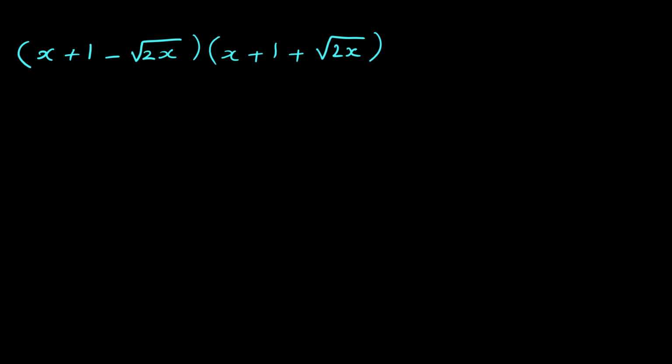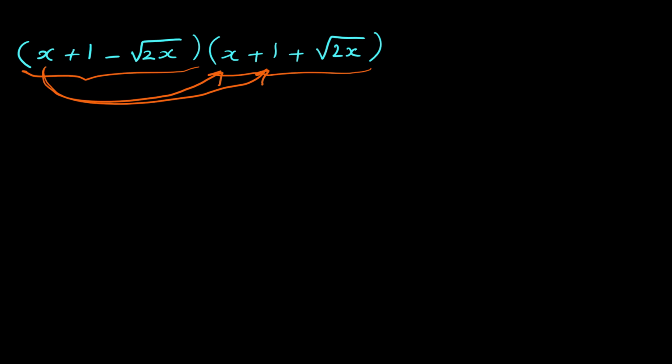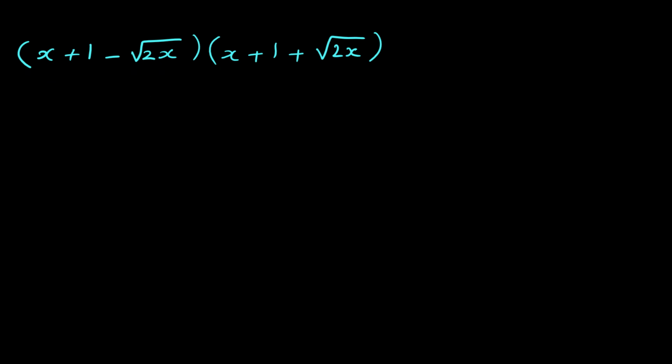x plus 1 minus radical 2x times x plus 1 plus radical 2x. If you pay attention, we have 3 terms here, 3 terms here. If you want to multiply these brackets by each other, term by term, it takes so much time because we have many terms to multiply by many terms. But if we consider this as A and this as B, then in the other bracket we have A plus B.